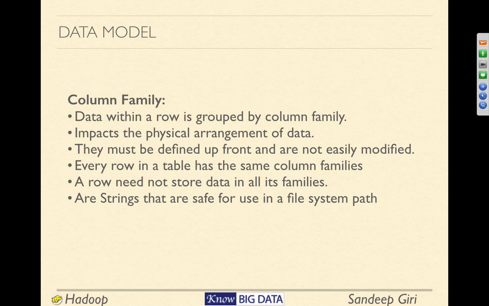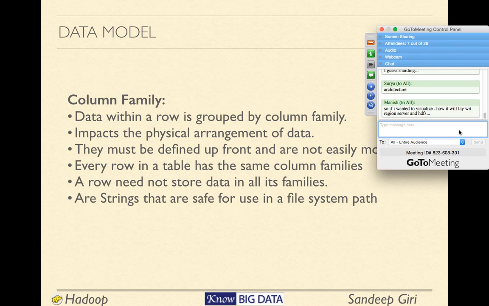Now each row in a table can have different columns but the same column families. Okay. Although a row does not need to store data in all column families, all rows have the same column families. Alright. And similar to tables, the name of a column family should be plain text, something with which we can create a file in the file system. Okay. The reason being that with the name of the column family, under the hood it creates a file and a folder in the HDFS.